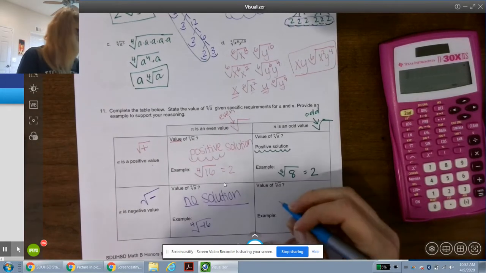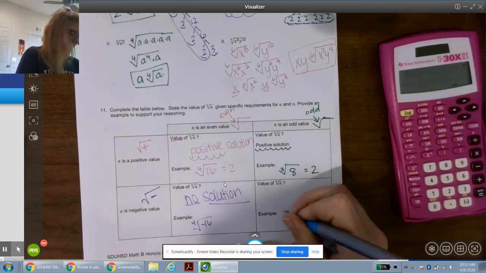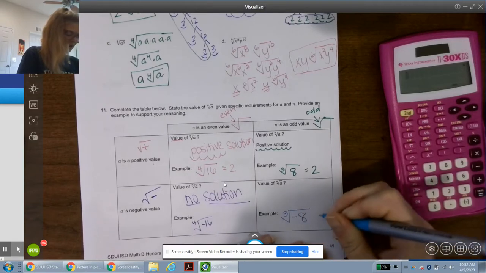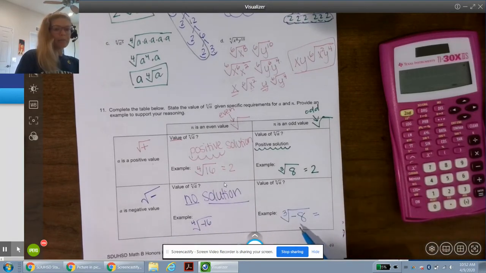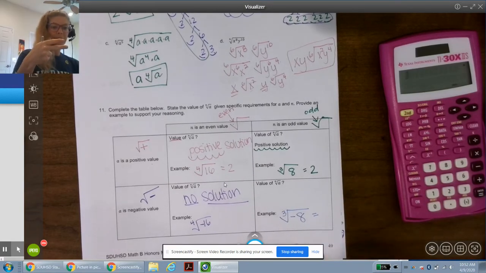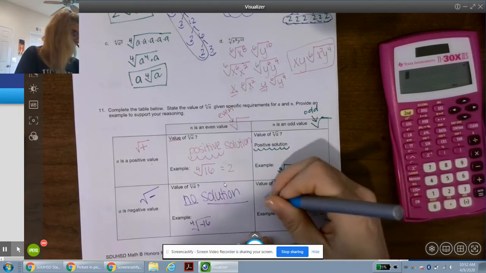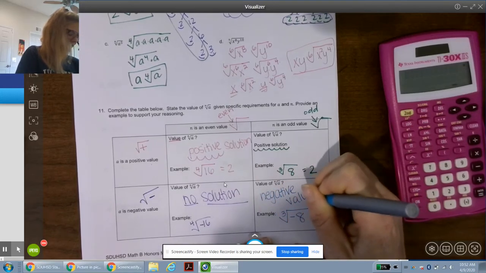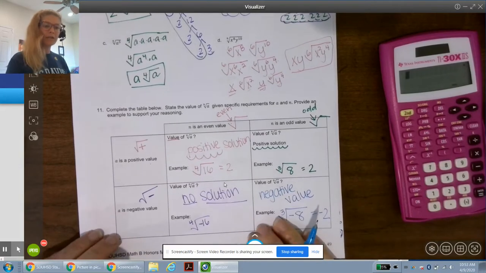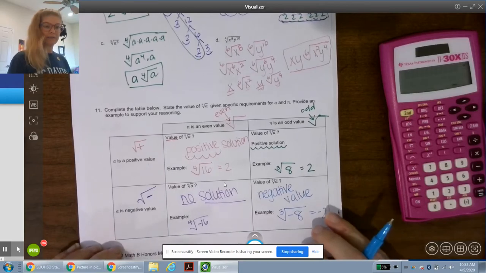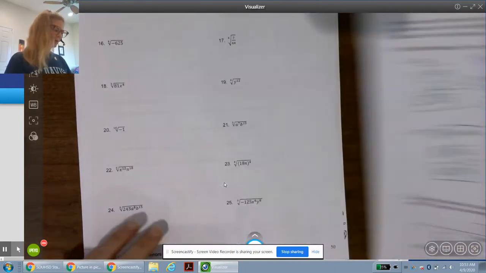Let's take a look at this last situation. The last combination we could have is an odd index, like 3, and a negative number on the inside. Let's use negative 8. Some number times itself an odd number of times can equal a negative number, because a negative times a negative is a positive, times a negative again is a negative. So this is negative 2. This is always going to be a negative value. Awesome. You might want to use this as a quick check on if you're getting your positives and negatives right, because those negatives can be a little tricky sometimes.